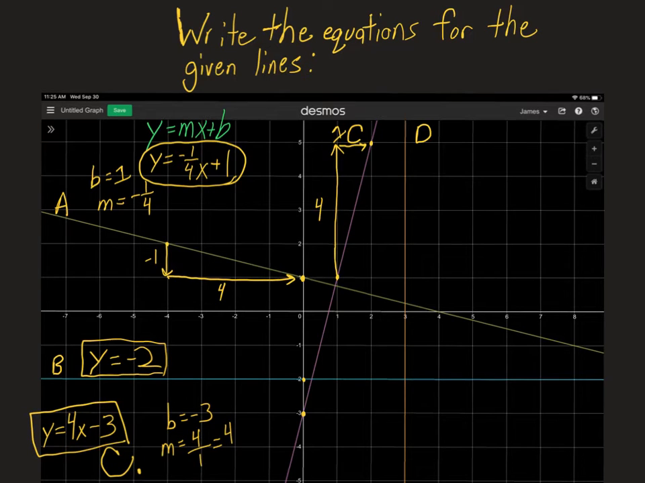All right, line D, also a special case. It's crossing the x-axis, and it's crossing it at 3. That's all I need to know. X equals 3. There are the equations for my 4 lines. All right, moving on.